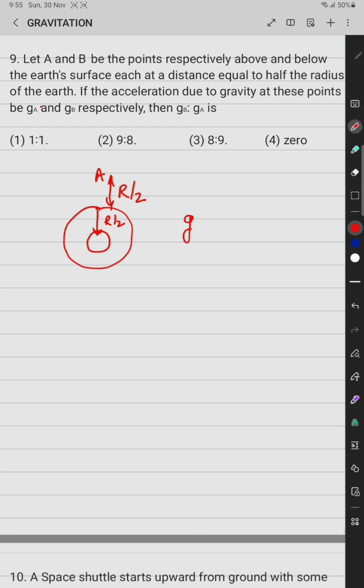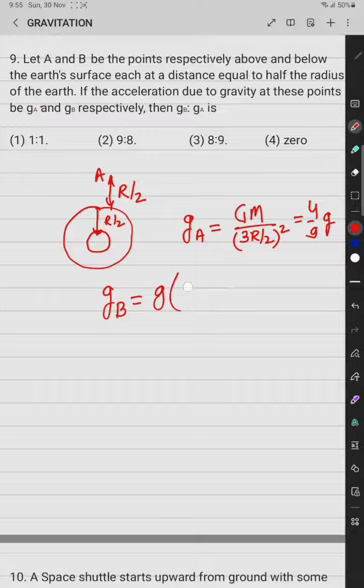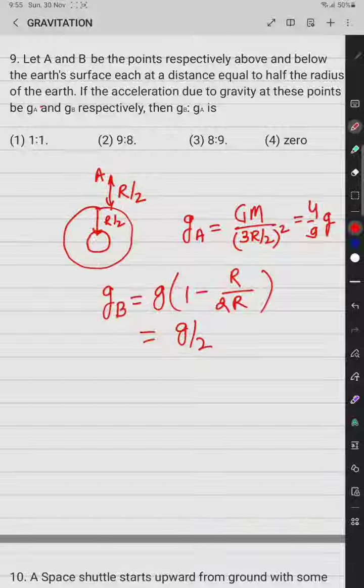That means g at A is GM upon (r plus r by 2), meaning 3r by 2, whole squared, and that will be 4 by 9 times g on the surface of the Earth. And at point B, which is inside the Earth, g is g times (1 minus depth upon radius), and the depth is r by 2. That's why it is g by 2 inside.